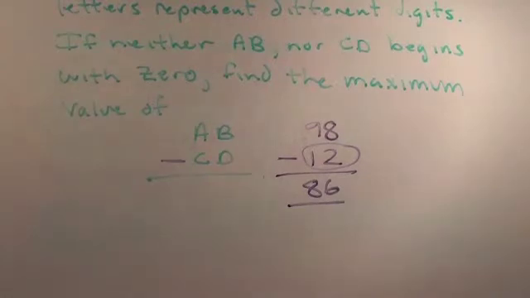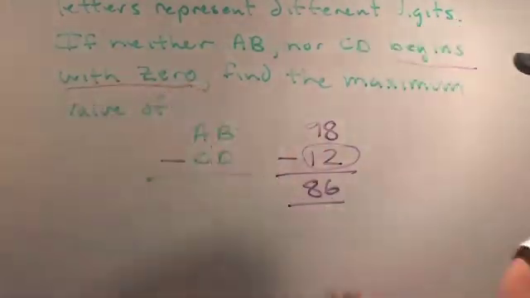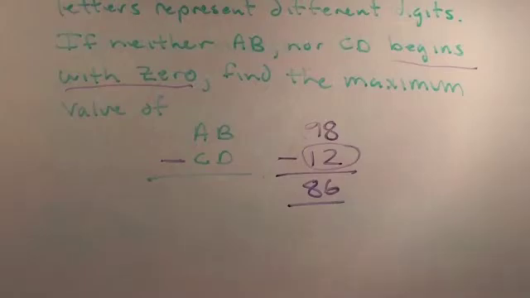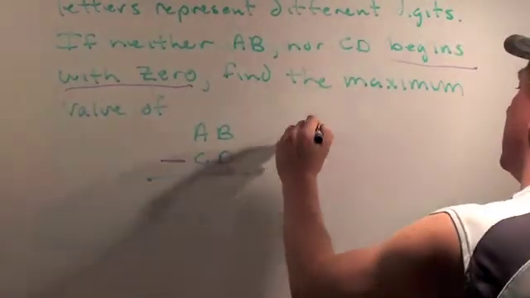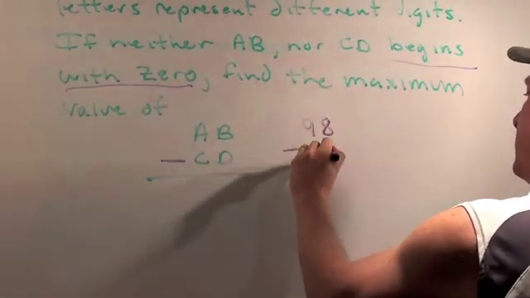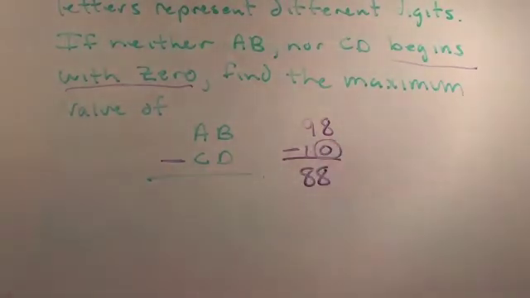And it says you can't use zeros. No, it says neither AB nor CD begins with 0. Oh, so you can actually do 98 minus 10, which is 88. It's easy to make a mistake here. It's easy to forget about the 0. You can't start with the 0, but you can end with the 0.